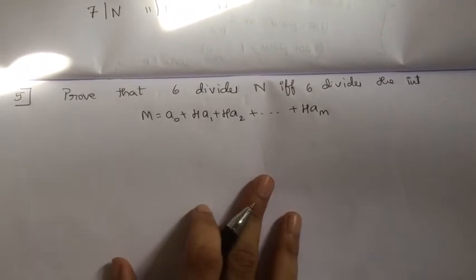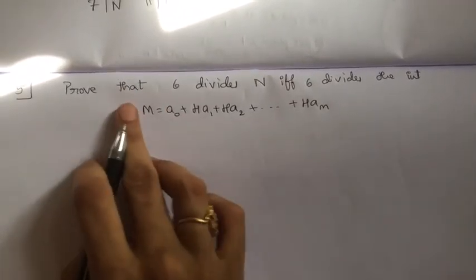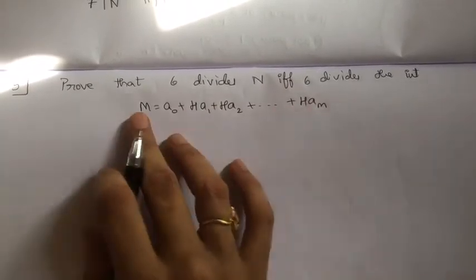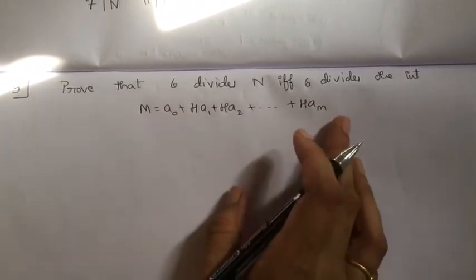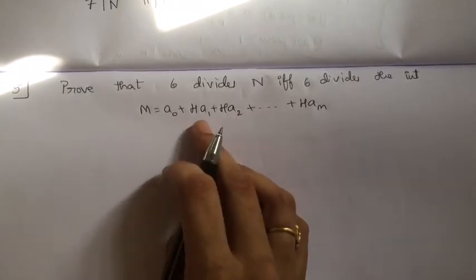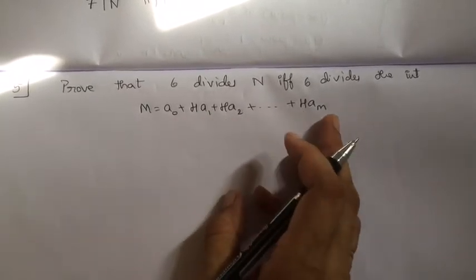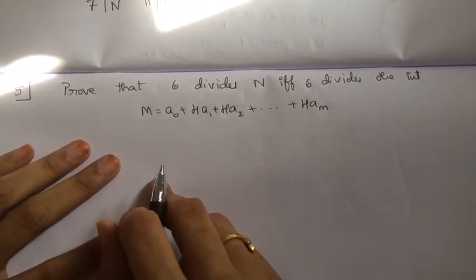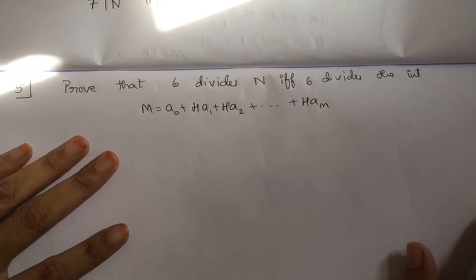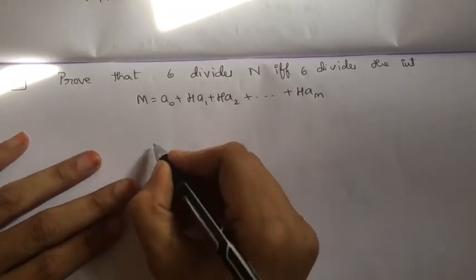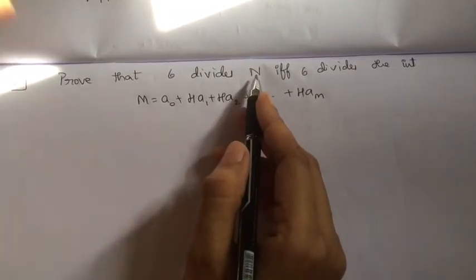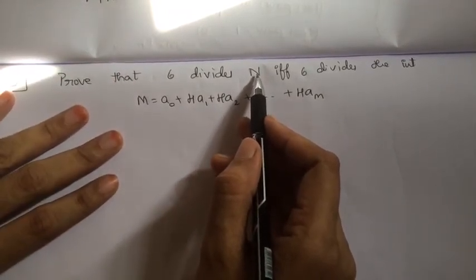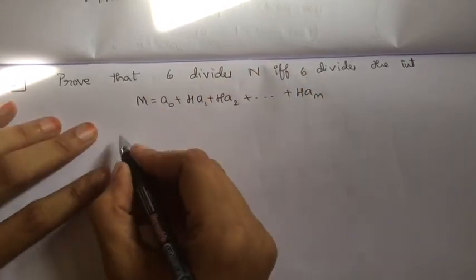Last problem. Prove that 6 divides n if and only if 6 divides the integer m, which has got this expression a naught plus 4a1 plus 4a2 up to 4am. So it's divisibility by 6. See, we know n, if it's not given, it means that it is written in the decimal expansion, okay? It is known to that.